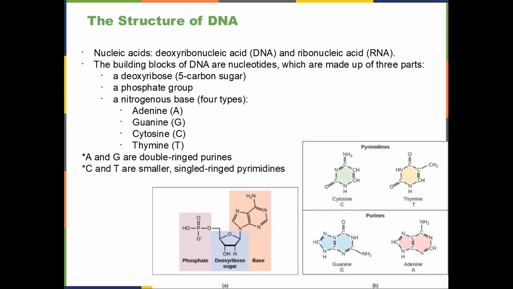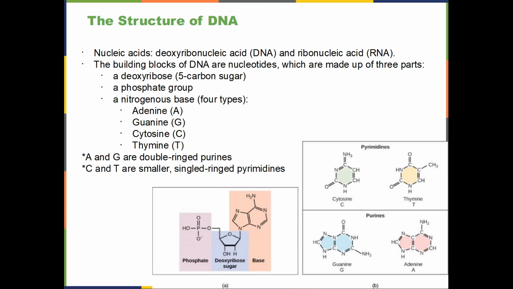And if you notice that thymine and cytosine are pyrimidines, guanine and adenine are purines. And the purines, if you also notice, have two rings. The pyrimidines have one ring. So the purines are actually larger structures than the pyrimidines. And it's important to note that adenine, a purine, pairs with thymine, a pyrimidine, and cytosine, a pyrimidine, pairs with guanine, a purine. So big to small, big to small.